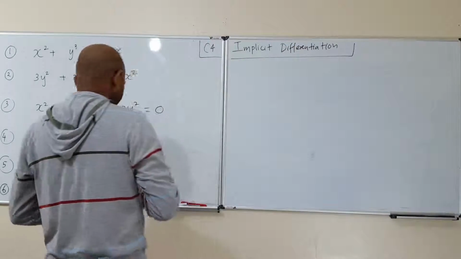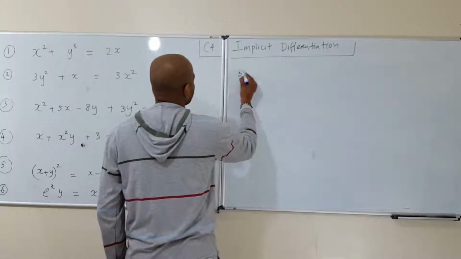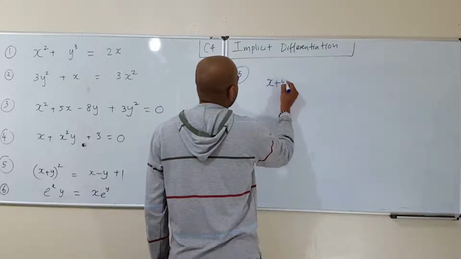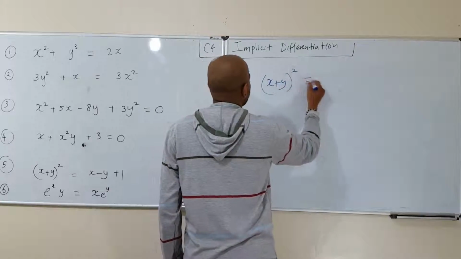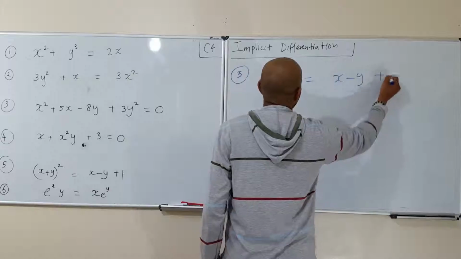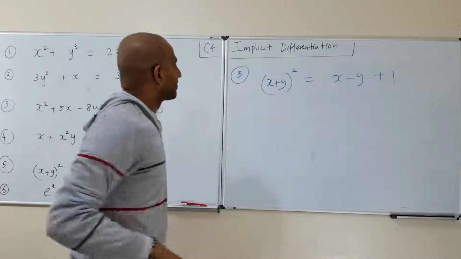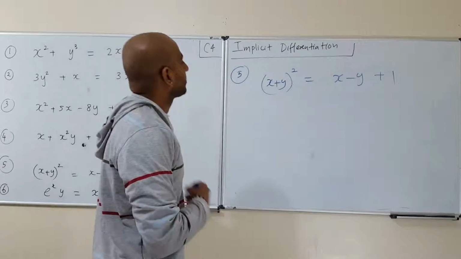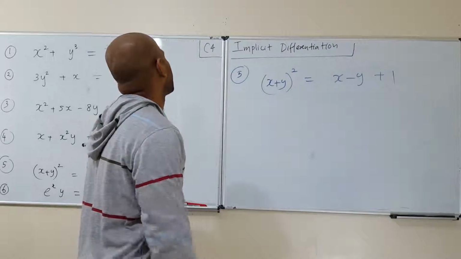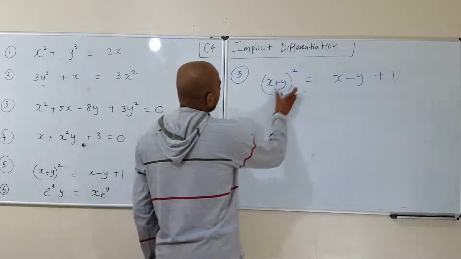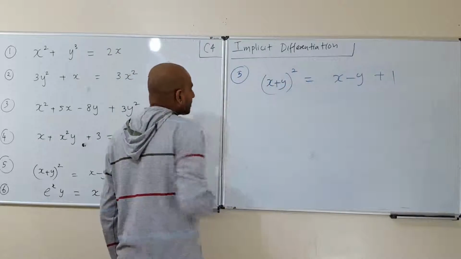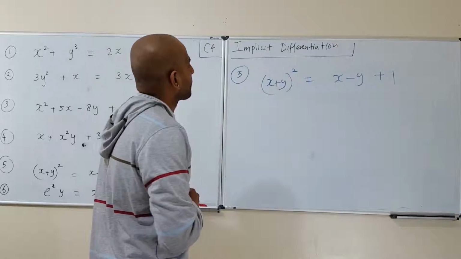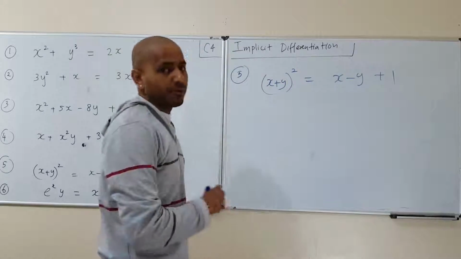Okay, question number 5. It's an interesting question again. It says x plus y squared equals x minus y plus 1. Okay, so we try to differentiate this. Now this is like a whole. How do you do this? You can again use the chain rule like before.